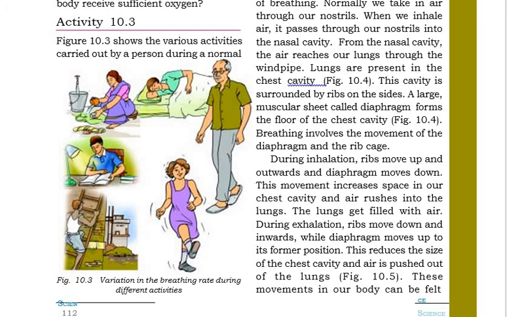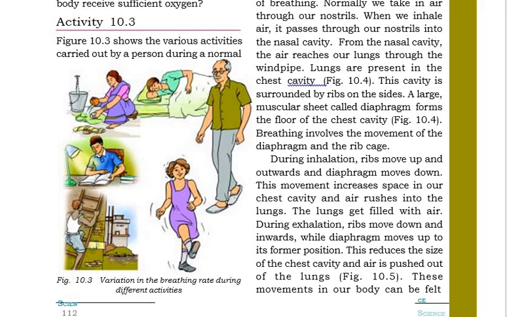Now the next part of the chapter is how do we breathe? Normally we take in air through our nostrils, the external nose, that we will call nostrils. When we inhale air, it passes through our nostrils into the nasal cavity. There is a passage inside the nose. You can see there is mucus, some hairy part, a canal, that is called the nasal cavity. Two holes you can see.